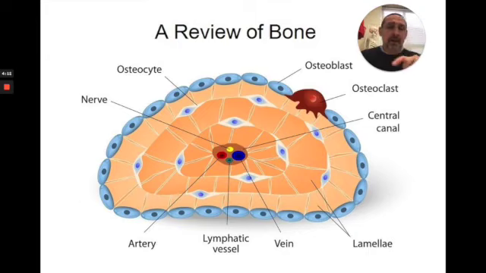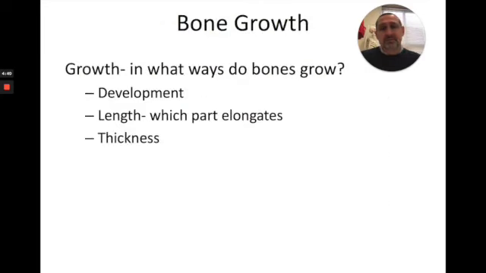Those are making rings. The rings are called lamella. The rings center around a central canal. In that central canal, there's nerves, arteries, veins, blood vessels. Osteocytes are the mature bone cells. Around the outside here, we have the osteoblasts. They're building a new ring. And we have osteoclasts that are dissolving some of that matrix to release calcium and phosphorus for other things like nerves or muscles to use those minerals.